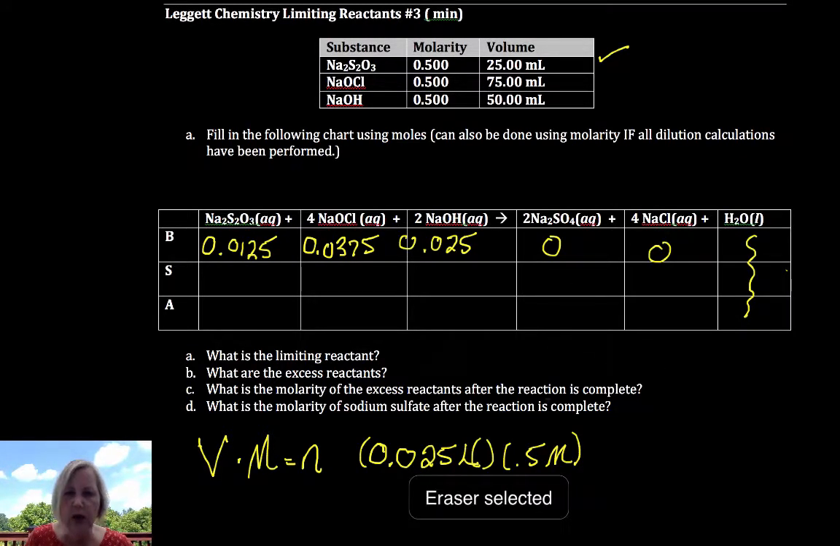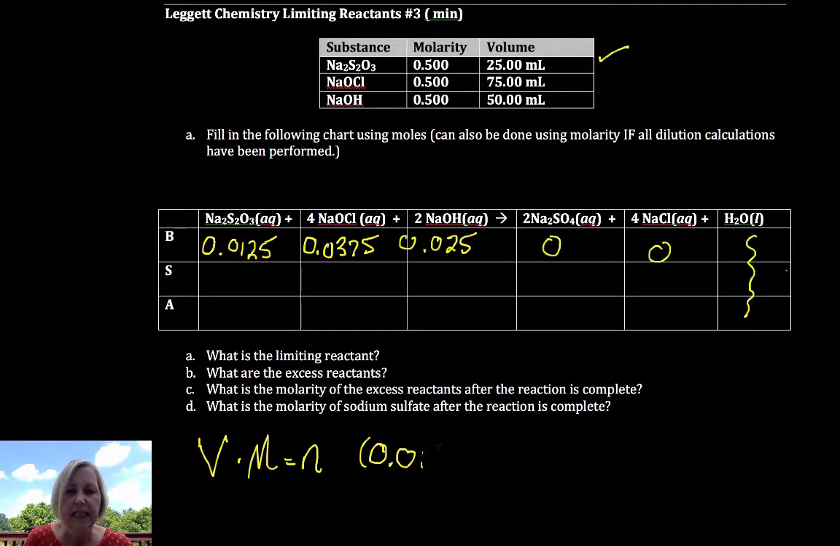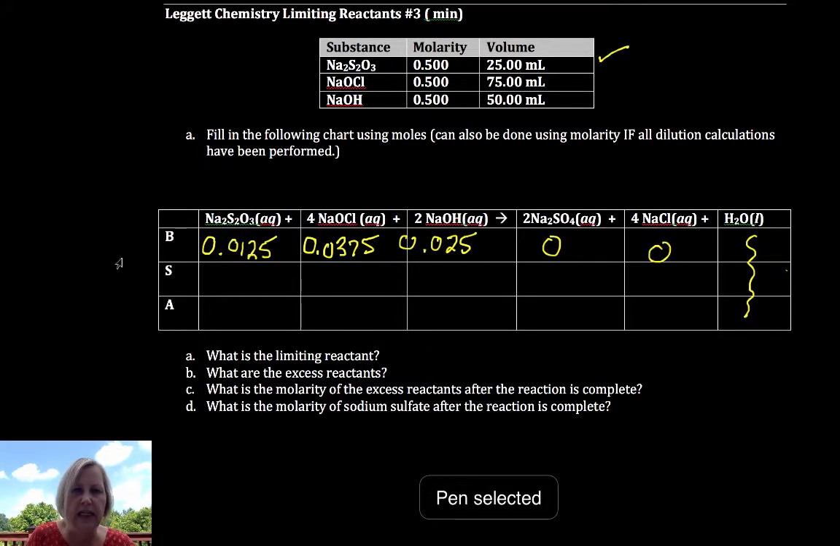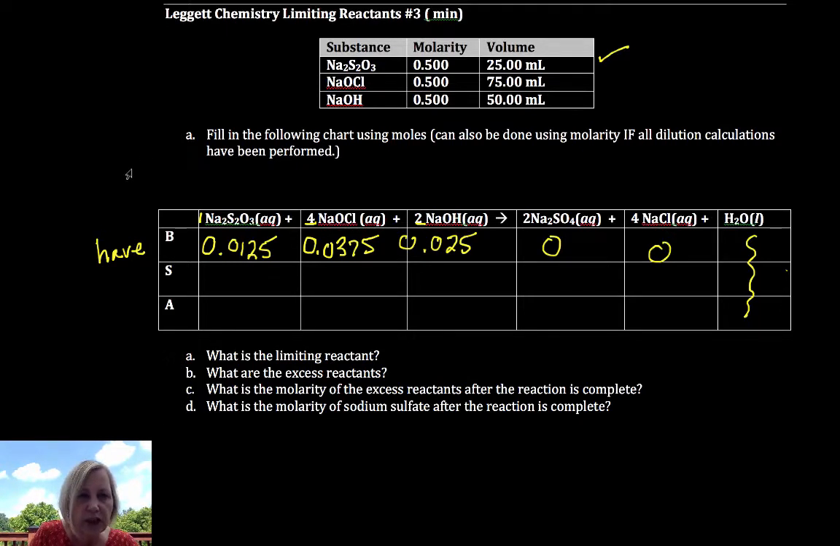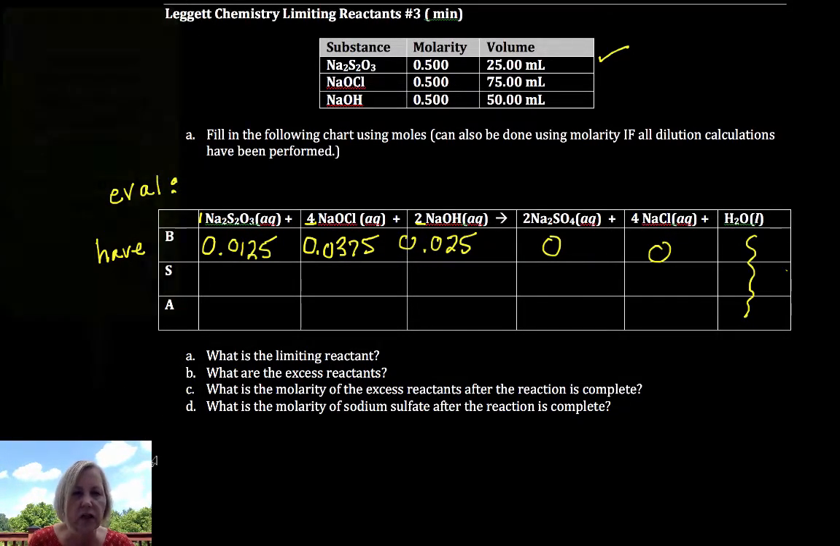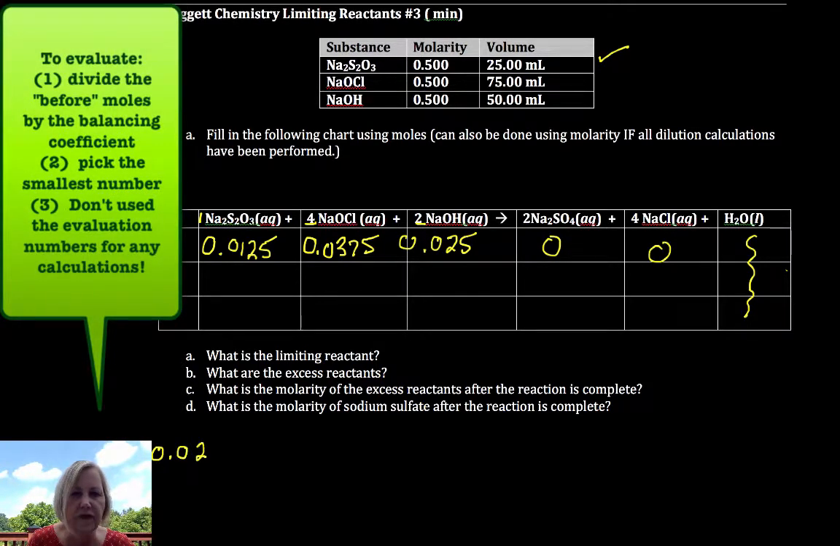The trickiest part to this type of a problem is to determine the limiting reactant. And to do that, we need to compare what we have to what we need. So our before moles are what we have available. The 1 to 4 to 2 ratio is what we need. So to determine that, we're going to do an evaluation. And I like to just write that number on top so it doesn't get mixed up with our work towards our answer. So we're going to take what we have and we're going to compare it to what we need.